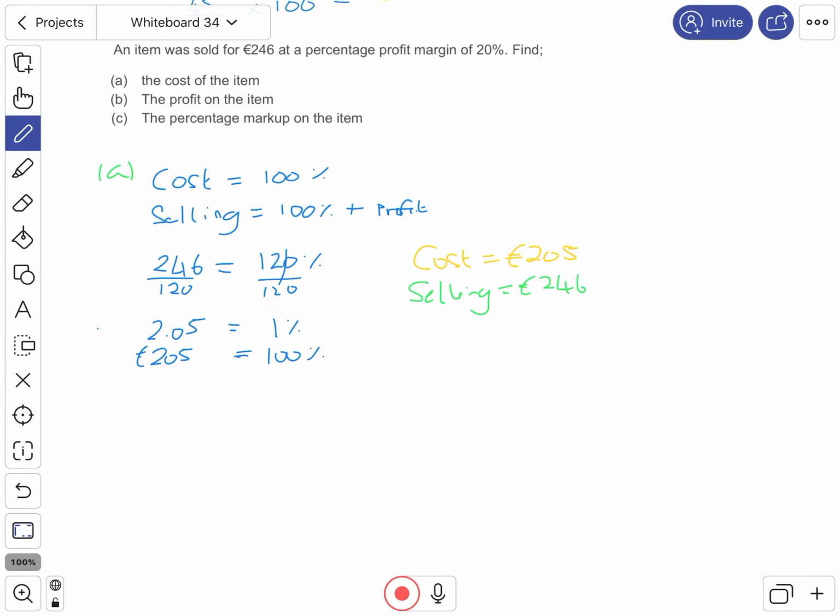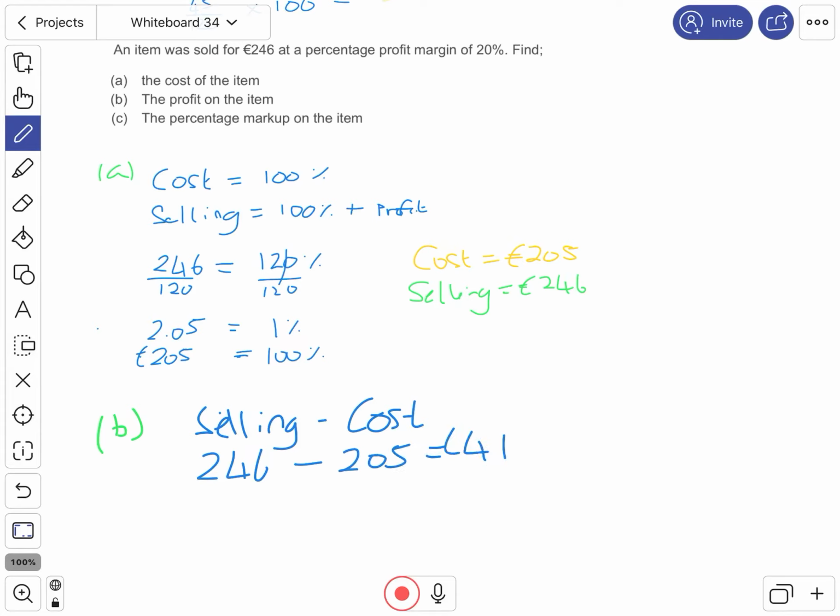Part B of this question is to find the profit of the item. So if I'm looking to do part B there, the profit on the item is going to be the selling minus the cost. So how much I sold it for minus the cost that I bought it in for. So that's 246 minus 205. And my answer there is 41. So the profit that I made on this item was €41. And that's part B, the profit on the item.